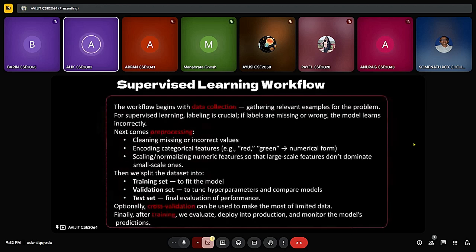Then we split the dataset into three sets: training set, validation set, and test set. The training set is to fit the model. The validation set is to tune hyperparameters and compare models. The test set is the final evaluation of the performance of the algorithm. Optionally, cross-validation can be used to make the most of limited data. And finally, after training, we have to evaluate, deploy into production, and monitor the model's predictions. That's all from me. My group member will start from the next slide.